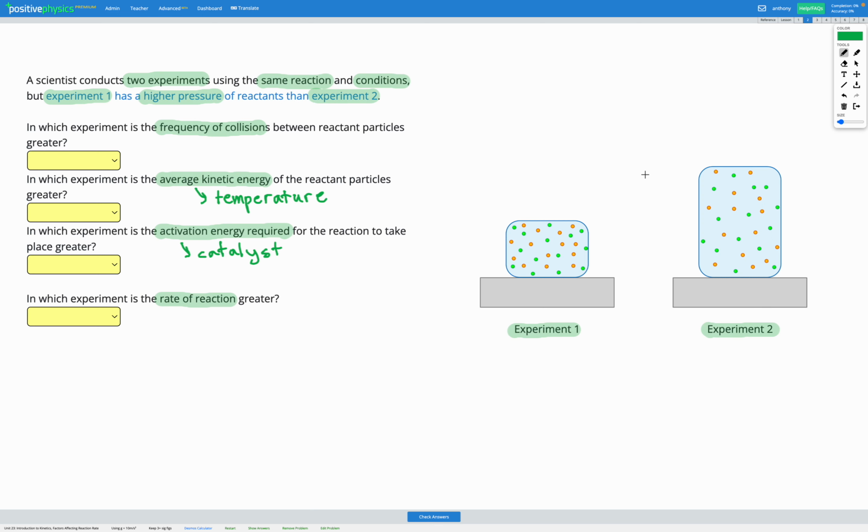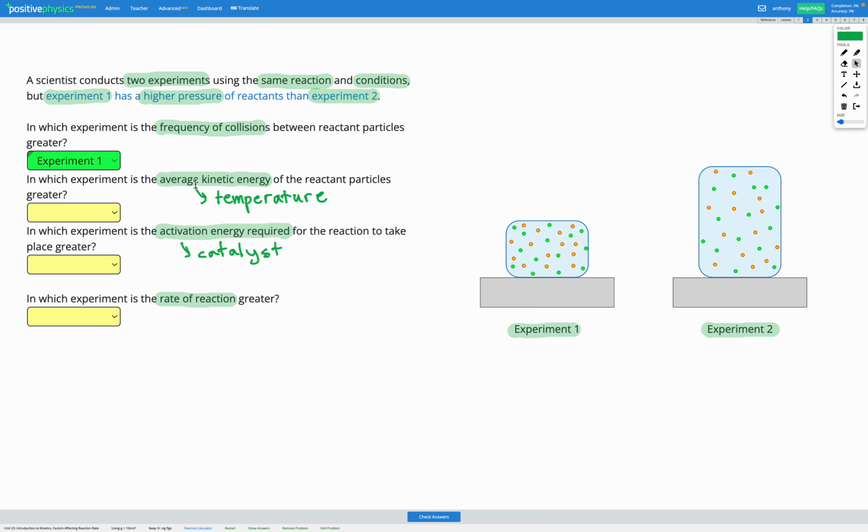Okay, so let's go ahead and think through this example. In which experiment is the frequency of collisions between reactant particles greater? If we look at our images, we've got the same number of particles. However, in experiment 1, we've got a higher pressure and our particles are much closer together. So in experiment 1, our particles are more likely to be colliding with each other more frequently than in experiment 2, when they're more spread out. So I'm going to say in experiment 1, we have a higher frequency of collisions.